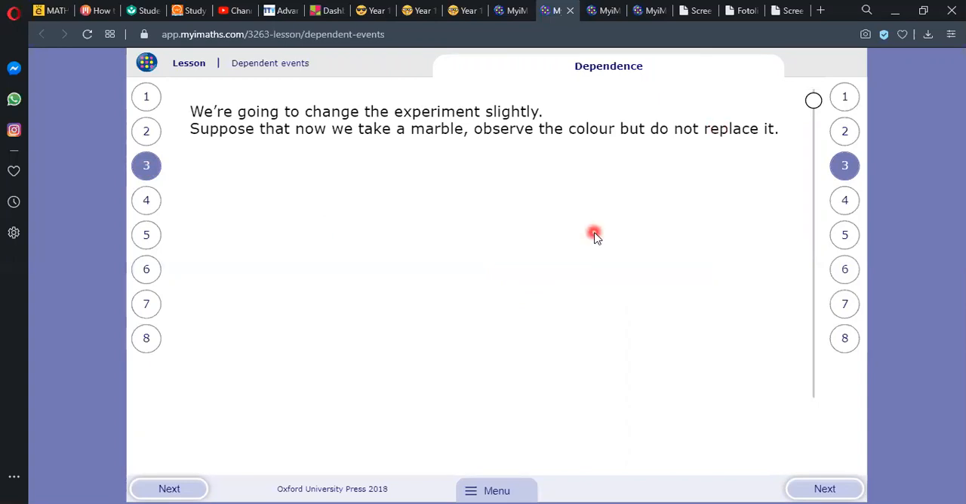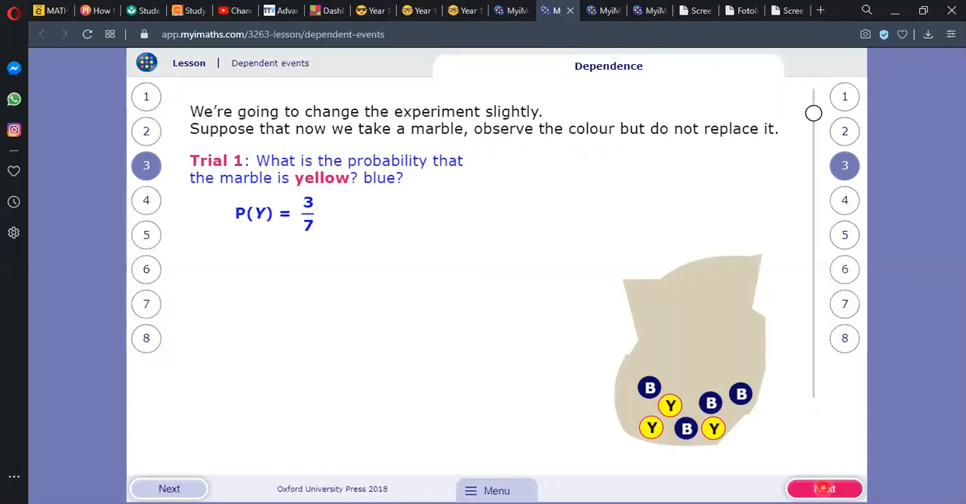Suppose that now we take a marble, observe the color, but do not replace it. Now we're going into another section. The first section we talk about replacement. We were replacing it. And what happened? The first trial, we picked, we replaced. In the second trial, because we replaced, the probabilities will not change. The number of marbles in the bag will remain the same because we replaced the one we picked at first. Okay, so nothing changes. But when it comes to the event whereby you do not replace after picking the first or the second or whichever level we are going, let's see what happens.